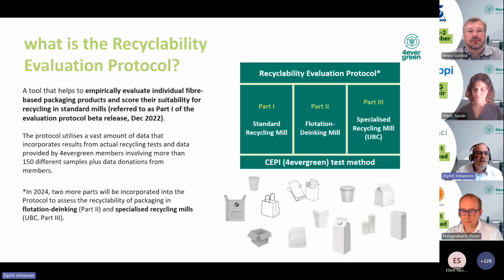We have a vast amount of data from our members and from our work. This data is provided by the members, and we already have more than 150 different samples, plus data donations from our members. From that vast amount of data, we can create the evaluation sheet. As mentioned before by Peter, in 2024 two more parts will be incorporated into the protocol to assess the recyclability of packaging in flotation de-inking mills, part 2, and specialized recycling mills for UBC in part 3.